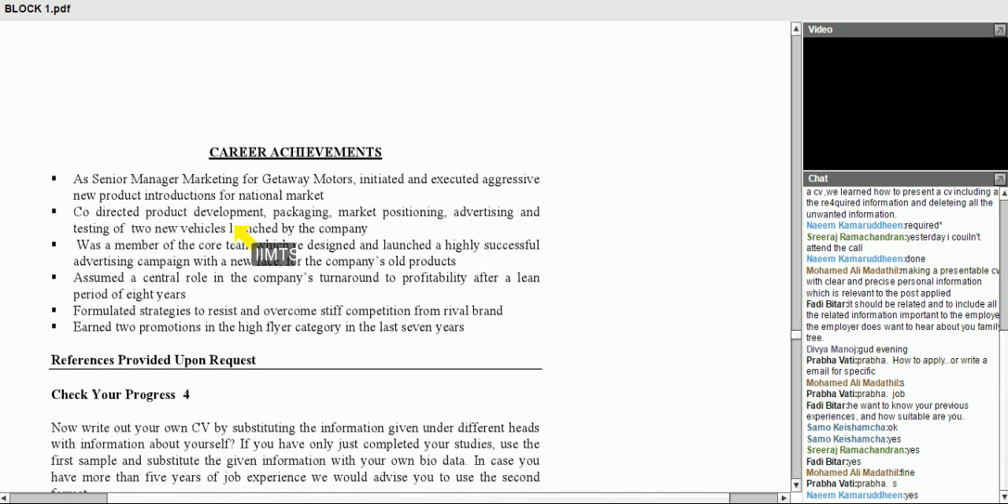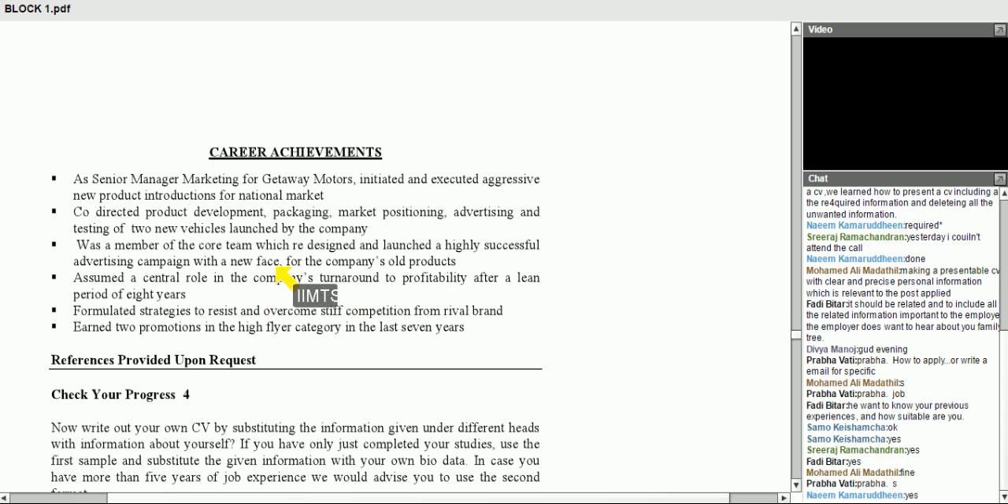Career achievements. As senior manager marketing for Gateway Motors, initiated and executed an aggressive new product introduction for the national market. Co-directed product development, packing, market positioning, advertising and testing of two new vehicles launched by the company. Was a member of the core team which redesigned and launched a highly successful advertising campaign with a new face for the company's old product. Assumed the central role in... So these are the career achievements of this specific person, listed here.